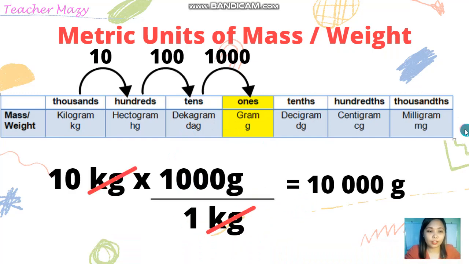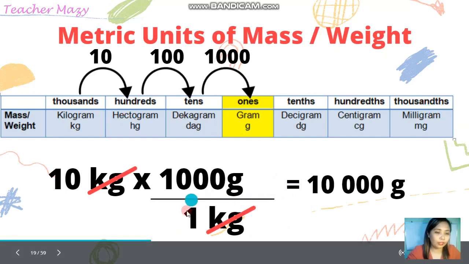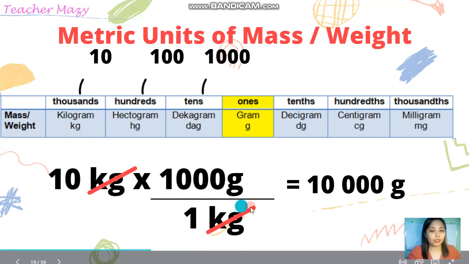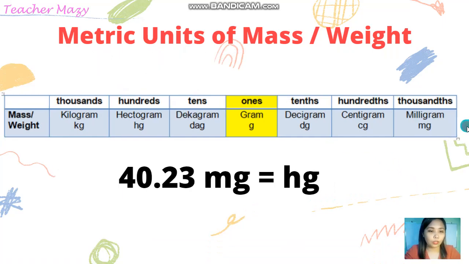So, let's use another method, the cancellation method, of course. So, for every 1 kilogram, we have 1,000 gram. Diba? Okay, so let's cancel the unit ng kilogram, and then let's multiply. So, 10 times 1,000 is equivalent to 10,000 grams. You may choose from those different methods.